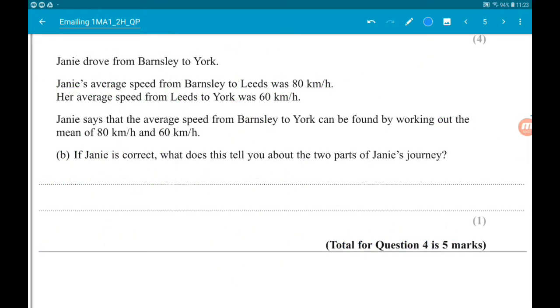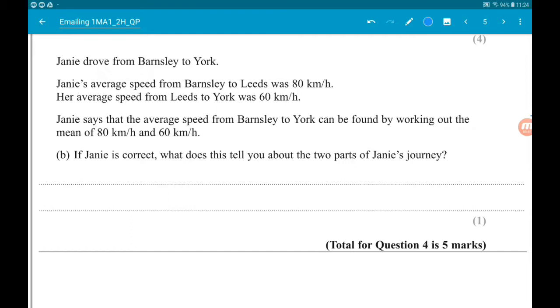Okay then, part B. Janie drove from Barnsley to York. Janie's average speed from Barnsley to Leeds was 80 kilometers per hour, and her average speed from Leeds to York was 60 kilometers per hour. Janie says that her average speed from Barnsley to York can be found by working out the mean of 80 and 60 kilometers per hour.